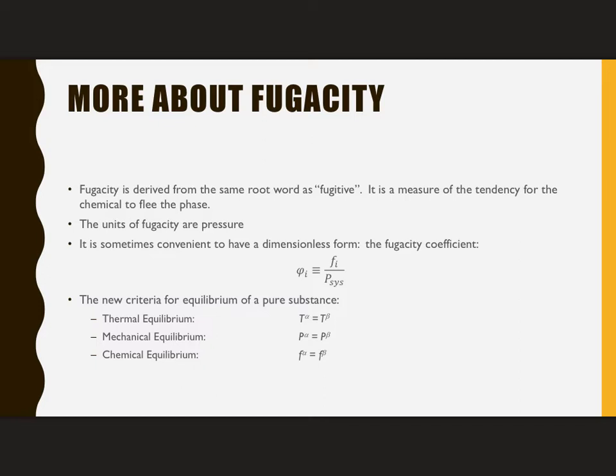So what this tells me is, if I have a substance that is truly at equilibrium, thermal equilibrium means the temperatures in all phases will be the same. Mechanical equilibrium says the pressures in all phases will be the same. And chemical equilibrium tells me that the fugacities of all phases will be the same. And so now I actually have the complete set of criteria for defining thermodynamic equilibrium.